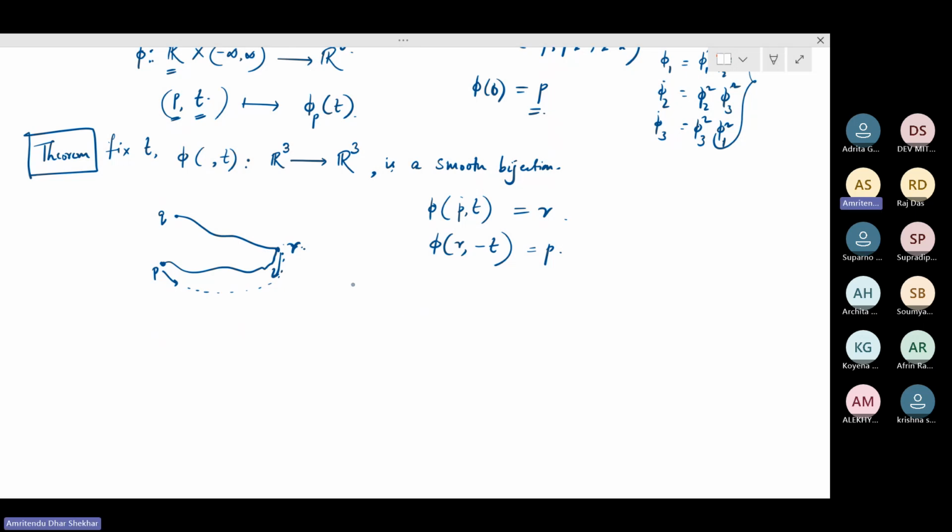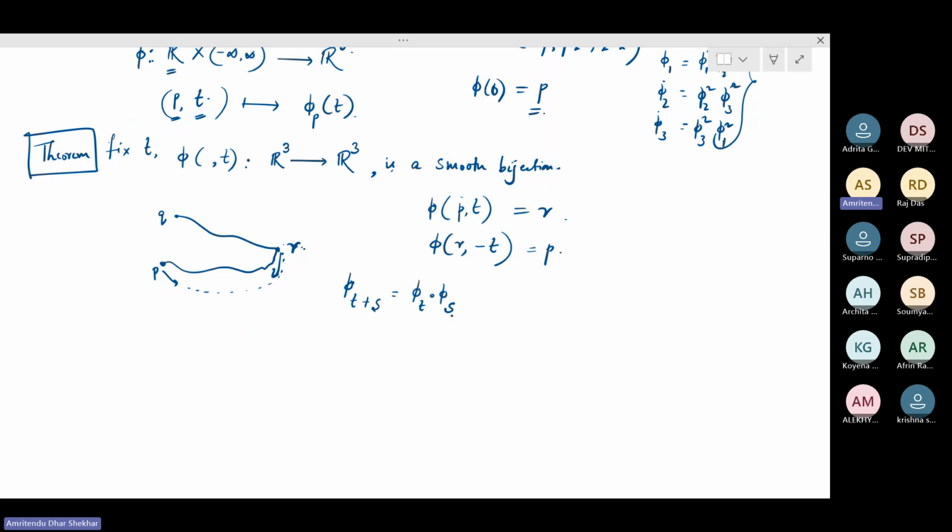I'm just writing a few things over here. So phi of T plus S is equal to phi of T composed with phi of S. In other words, if you flow for time T plus S, that is equivalent to first flowing for time S and then flowing for time T.